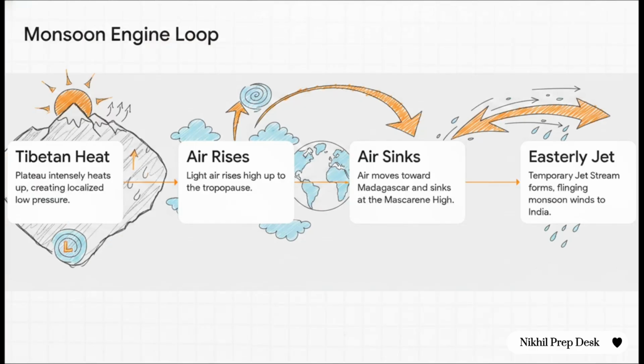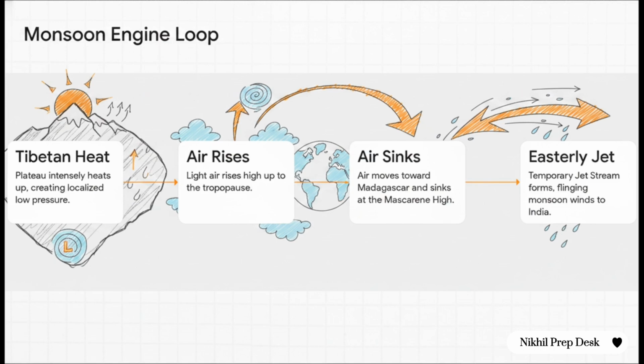Okay, this sequence is tested all the time, so let's walk through it step by step. During the summer, the Tibetan Plateau just bakes in the sun, creating an area of intense, localized low pressure. This hot, light air rapidly rises all the way up into the tropopause, travels south, and then sinks near Madagascar, creating what's known as the Mascarene High.